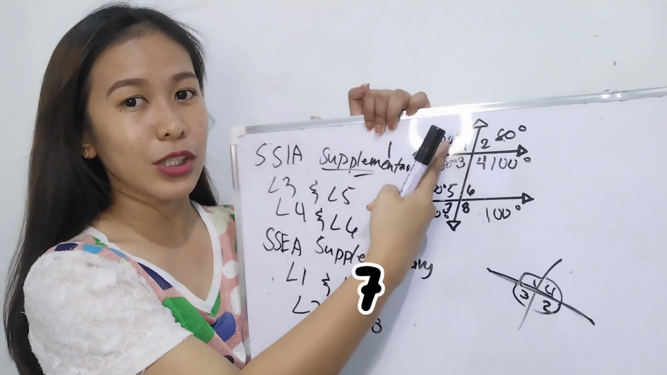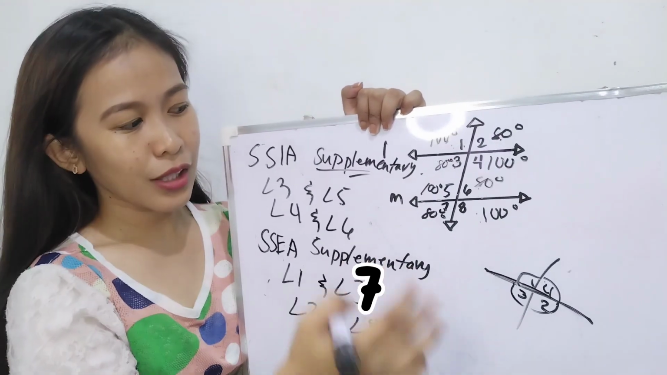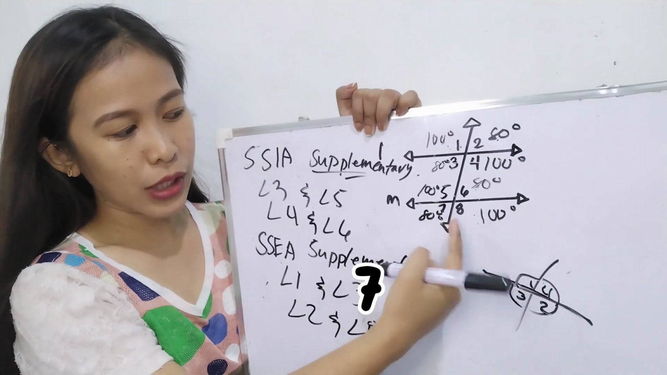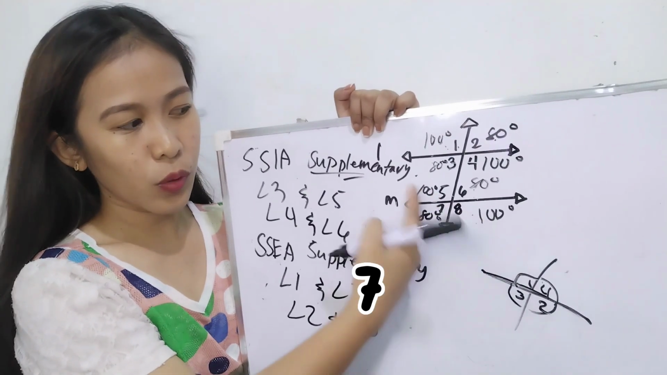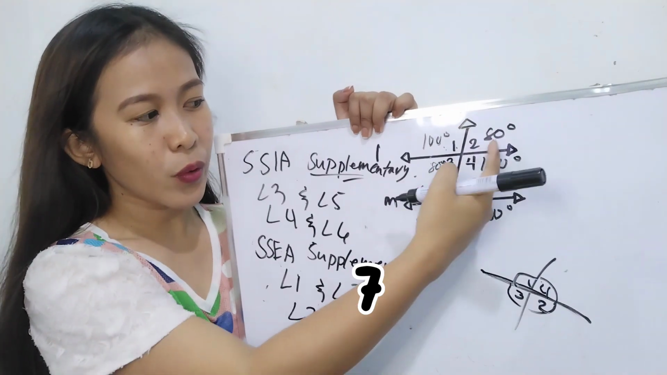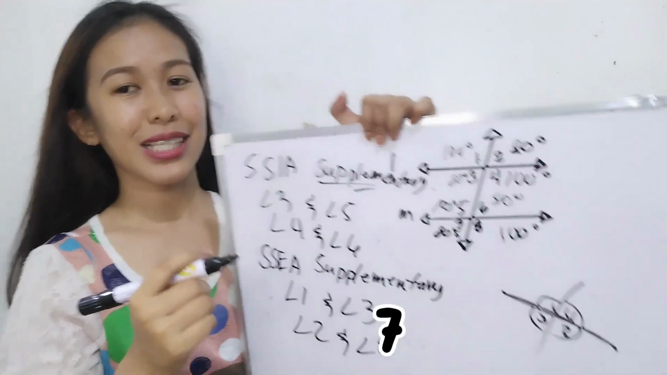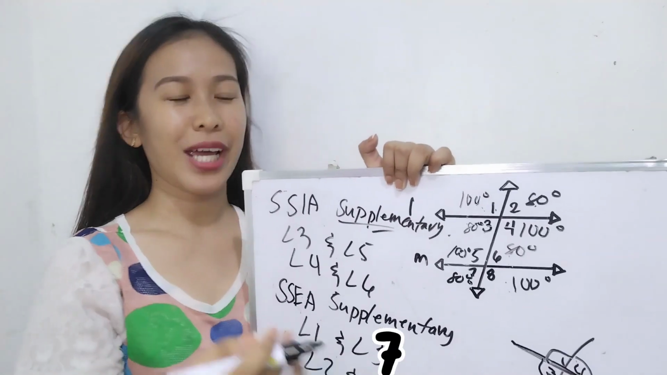Then, angle 4 is 100 degree din. Kasi 1 is 100 degree. So, angle 4 is 100 degree. Ganun lang siya kasimple. As well as angle 5 and angle 8. Both is 100 degree. Angle 2 and angle 3. Both is 80 degree. So, vertical angles kasi is congruent.